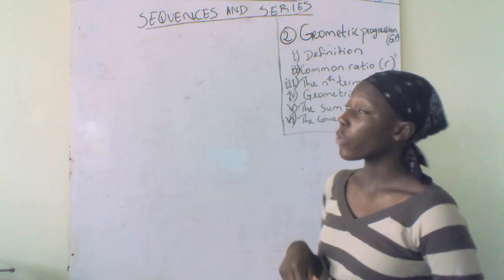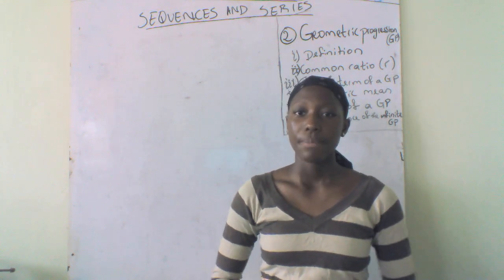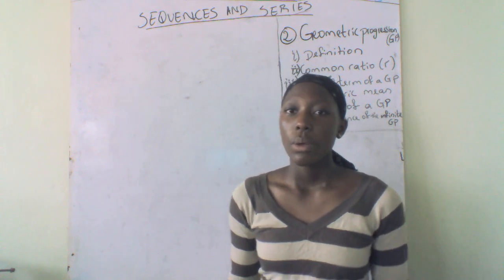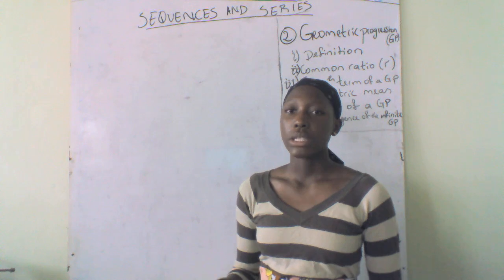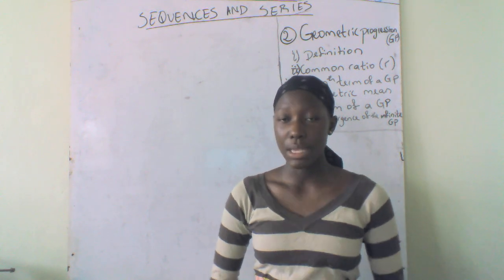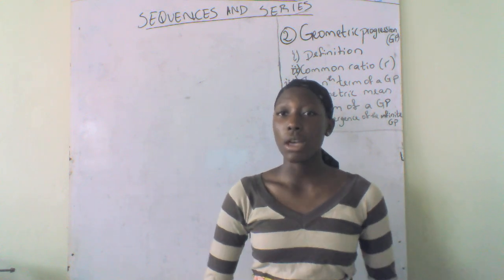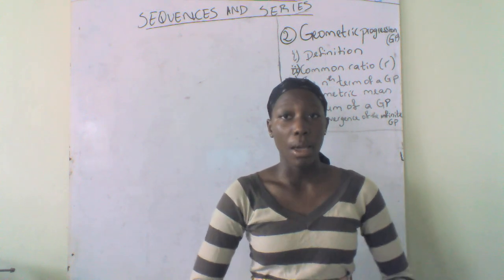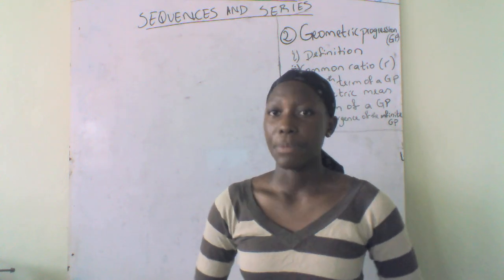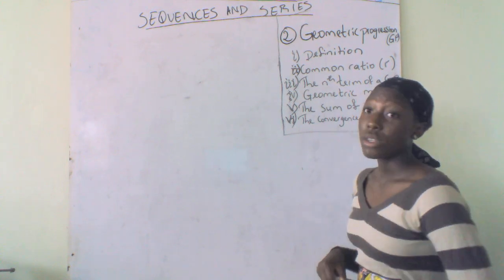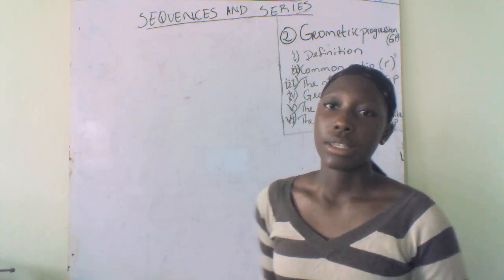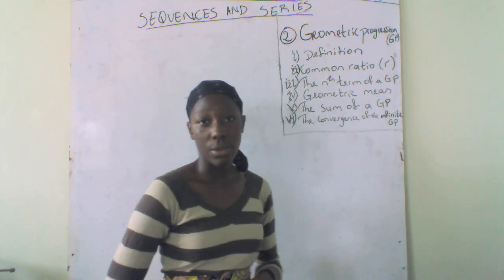So we are still dealing with sequences and series. In our last video, we talked about the definition of sequences and series. We talked about the general term. We saw what an arithmetic progression was. We saw the arithmetic mean, the common difference, the sum of an arithmetic progression, and we also saw the end term of an AP. So today we are looking at geometric progression, which is the second type of progression in a sequence. So let's look at our definition.